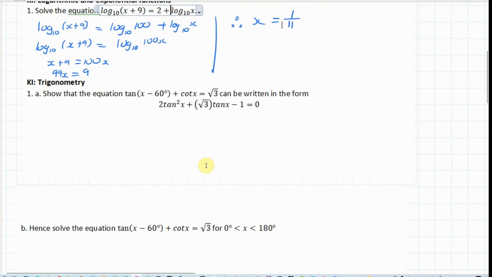Now the next one, we are using the... you can hear my children playing in the background, hopefully not fighting.